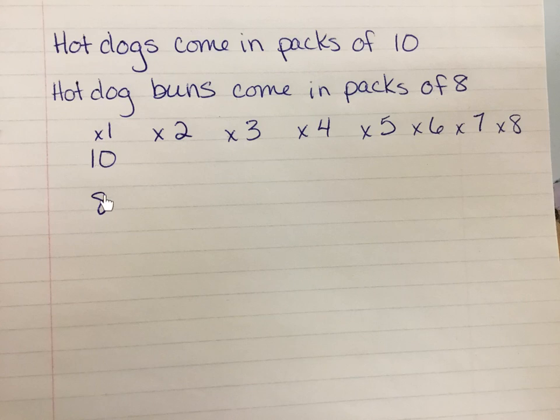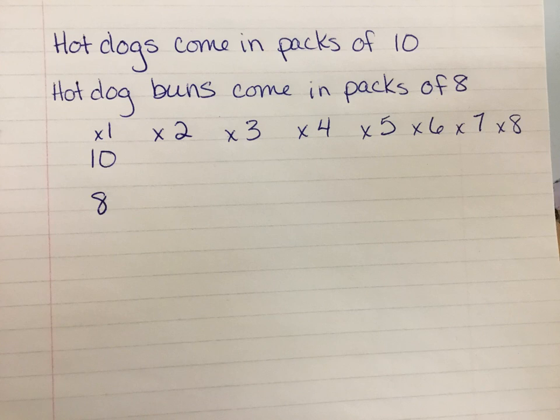We have 10 here and we have 8 here because hot dogs come in packs of 10 and buns come in packs of 8. If I buy 1 pack of hot dogs, I'm going to get 10 hot dogs. If I buy 1 pack of buns, I'm going to get 8 buns. So if I times it just by 1, I'm going to get those numbers.